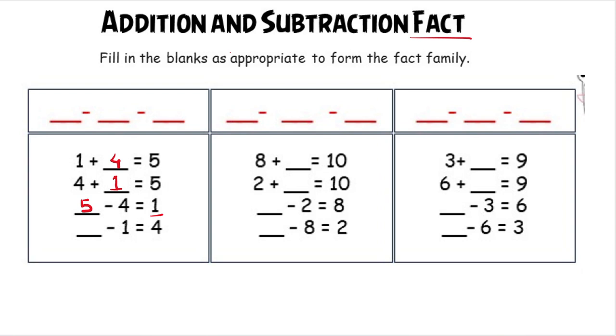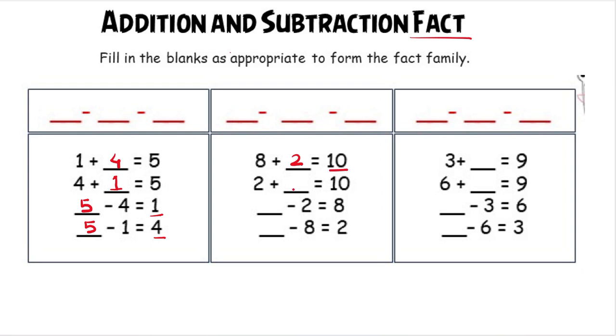And which number put in the blank place in this equation? 5 minus 1 is equal to 4. Next, 8 plus which number put in the blank place? 8 plus which number put? 2 is equal to 10.